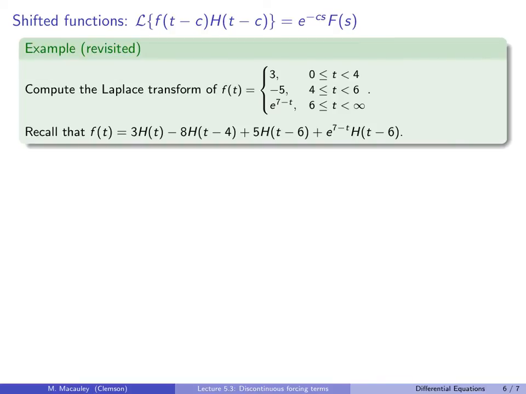Okay, so let's now compute the Laplace transform of this piecewise function that we saw a couple slides ago. Remember that this is the function that, let me actually not draw it like that. Let's draw it more like this because it was 3 and negative 5. So between 0 and 4 it was the function 3. Between 4 and 6 is the function negative 5. And then between 6 onward it was this exponential function, which started at e and went down to 0. So this is f of t.